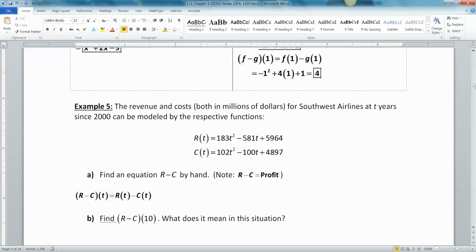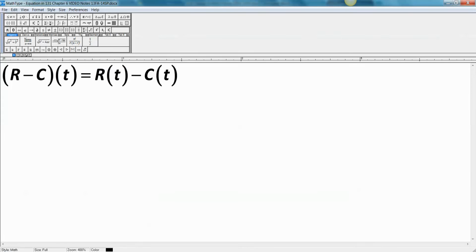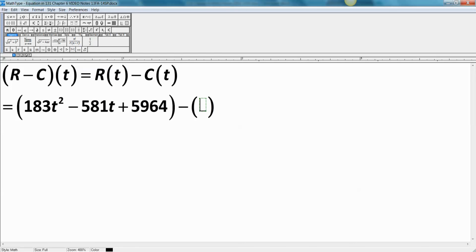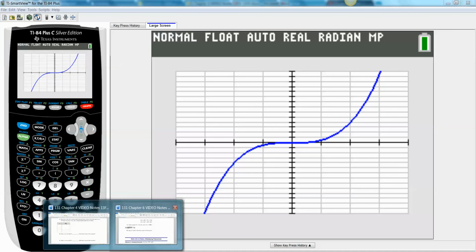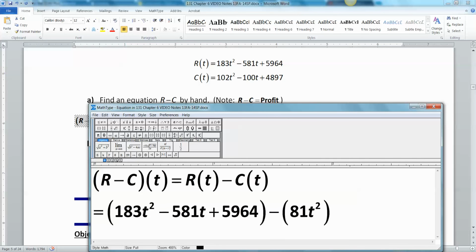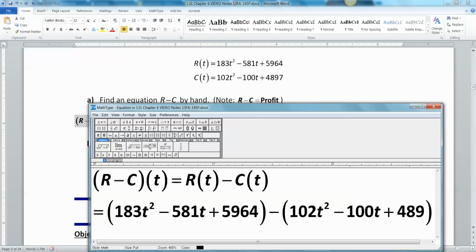So we're going to find an equation for profit, which is your revenue take away your cost. So I've already started it here. You're going to have your revenue function, and you're going to take away your cost function. Okay, so this is equal to 183t squared minus 581t plus 5964, and we'll take away my cost function, which is 102t squared minus 100t plus 4897. My goodness, I'm losing my mind. Where is that cost function? Oh, there it is. I'm doing it all wrong. Sorry. There we go.